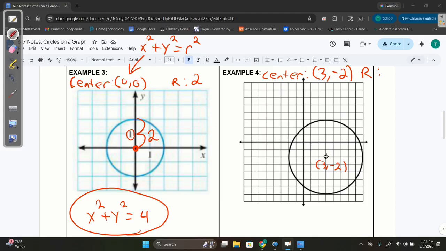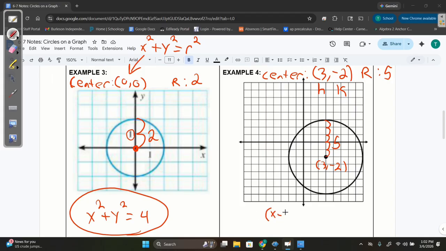The radius, I'm going to count from my middle to the edge. That's 1, 2, 3, 4, 5. The radius is going to be 5. I've got everything I need at this point. This is my h and my k, and I've got my radius. Let's plug the stuff in.